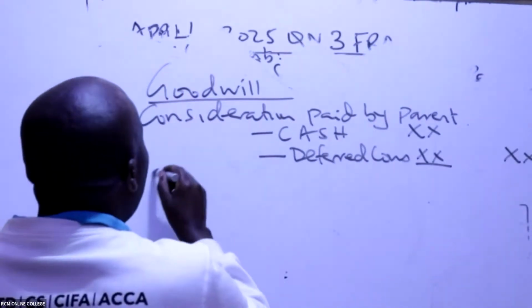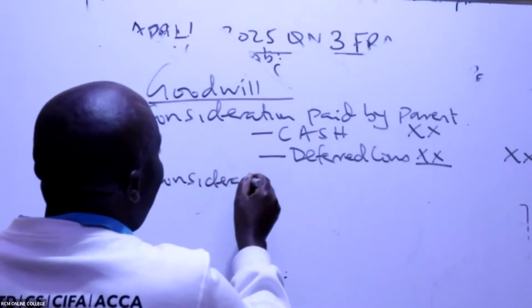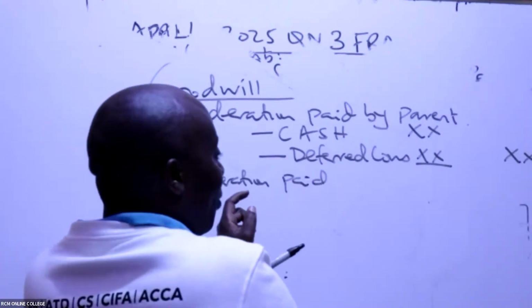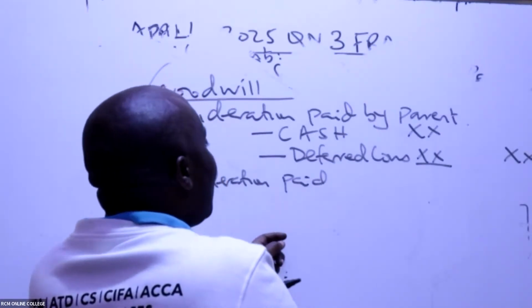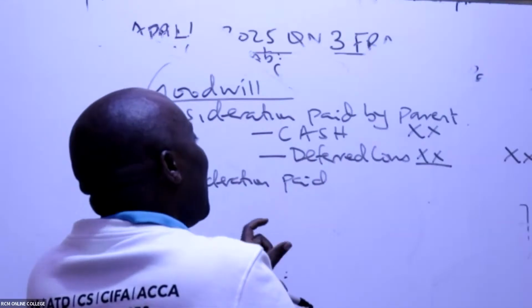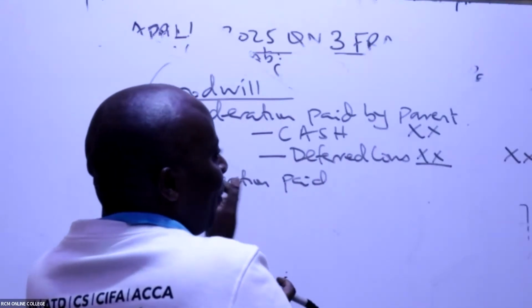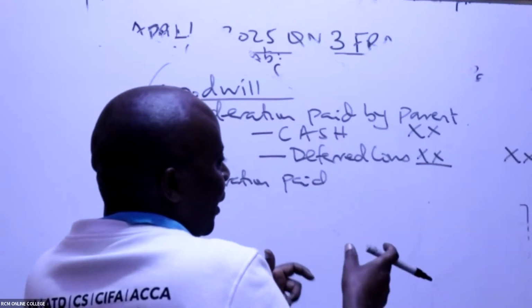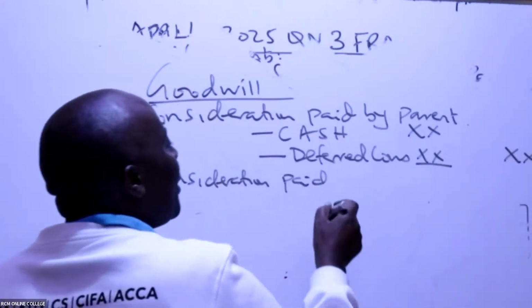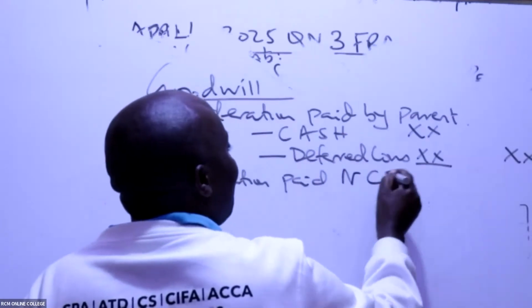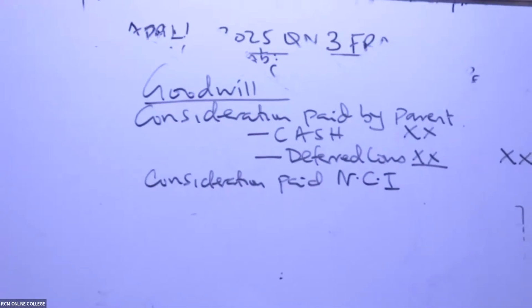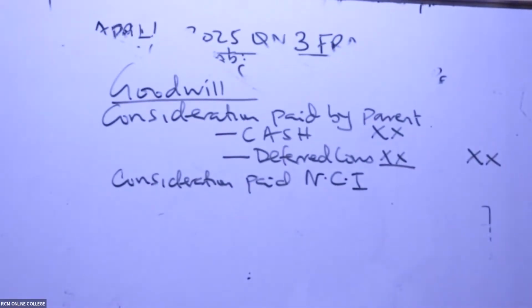Then you come and say consideration paid by who? The parent never bought 100% of this company. The parent in this case, ladies and gentlemen, left some percentage. Like here we bought 80% of the subsidiary, so we must have left 20% to be bought by someone else. So consideration paid by NCI, please write in full. This is non-controlling interest.